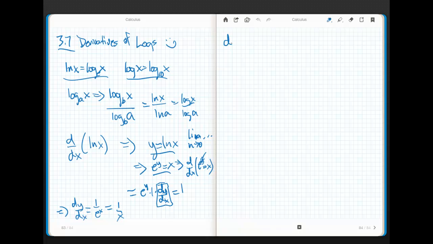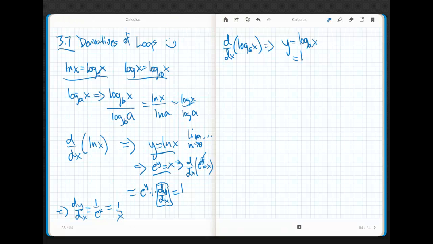Now watch this. How about the derivative of any other logarithm? If I take log base a of x, any other logarithm, well, okay, I'm going to take y equals log base a of x. But before I play, I'm going to change the bases. Look, the derivative of the natural log of x was a piece of cake. It's just 1 over x, right?